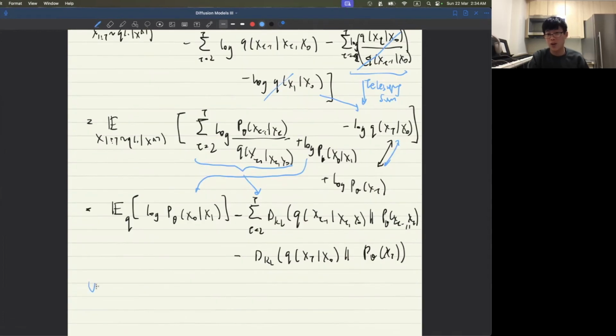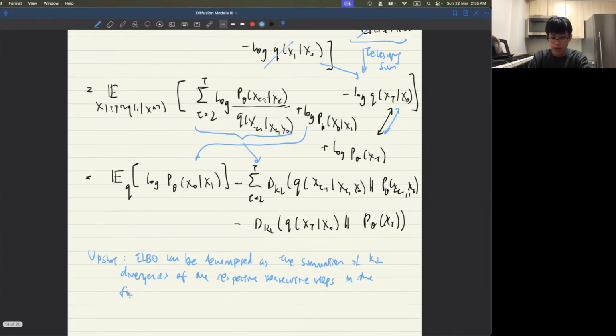We have went through a lot of trouble just to get this insight. I think the upshot over here is that the ELBO can be decomposed as the summation of KL divergences of the respective consecutive steps in the forward and backward diffusion process. Both processes imply out the probability distribution of the previous state given the next state. And the ELBO is really just summing up the KL divergence.